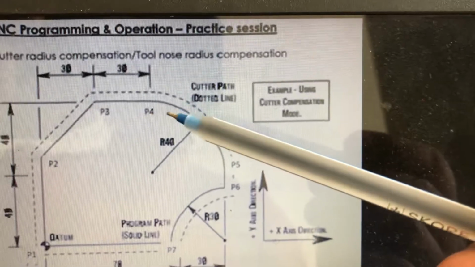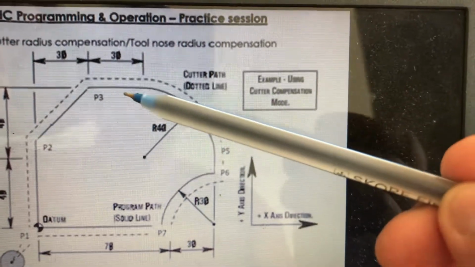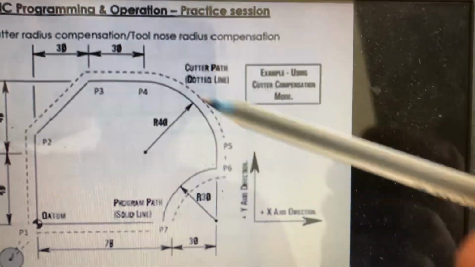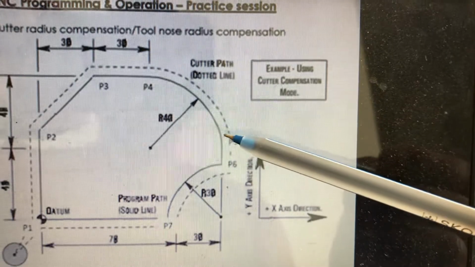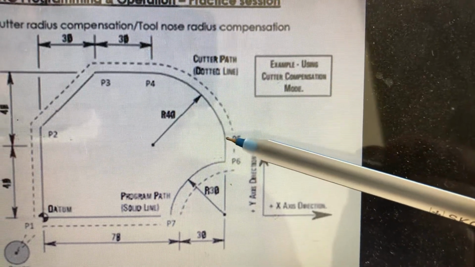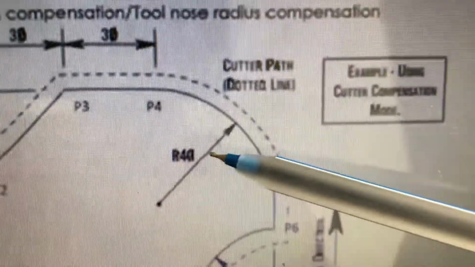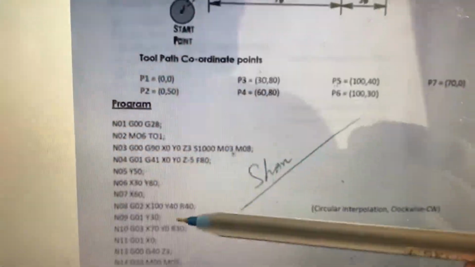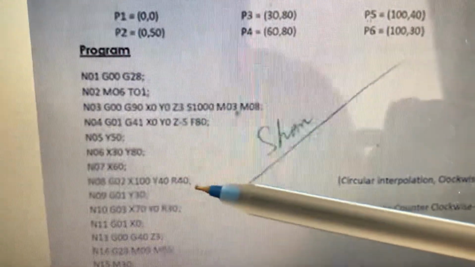So Y is it. After this X60, Y80, the code changes from G01 to G02. G02, what is the value of X and Y at this point number 5? X and Y at point 5, and the radius value is given here. I think it is 40. So it is G02, X100, Y40.